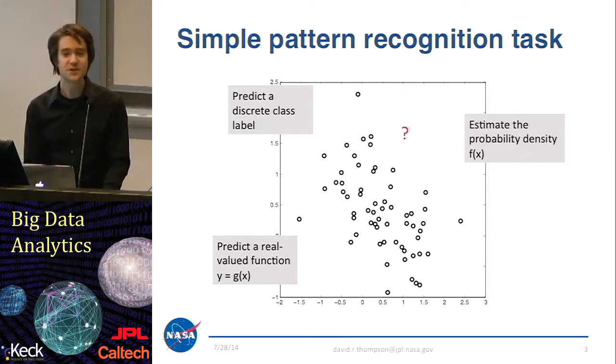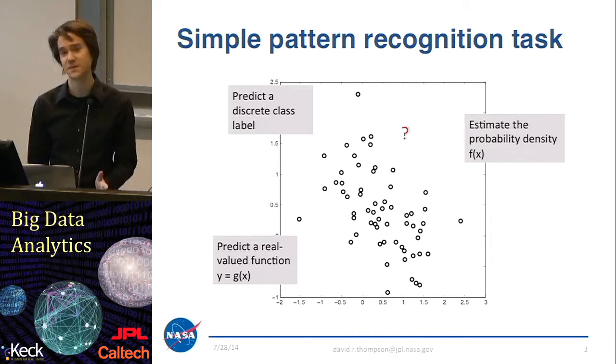Or perhaps we're just interested in intrinsic properties of the data set, how the data is distributed, to try and infer something about the process that generated the data. So that's more akin to, say, a density estimation task where we're estimating probability density in this two-dimensional attribute space. So there are lots of different kinds of pattern recognition questions that we can ask of this data set, even this very simple one here.